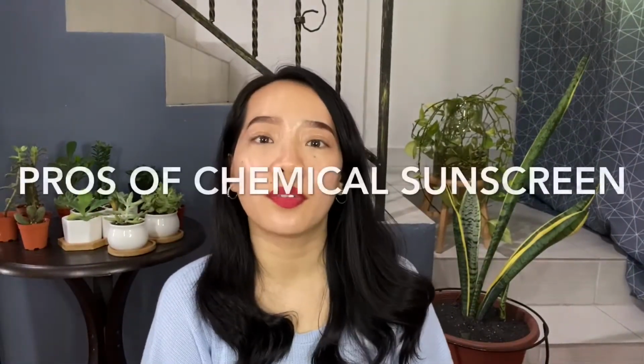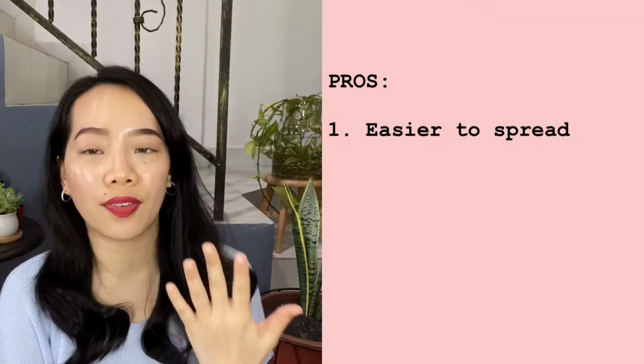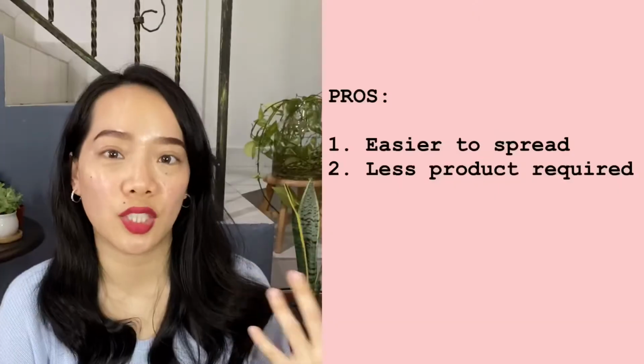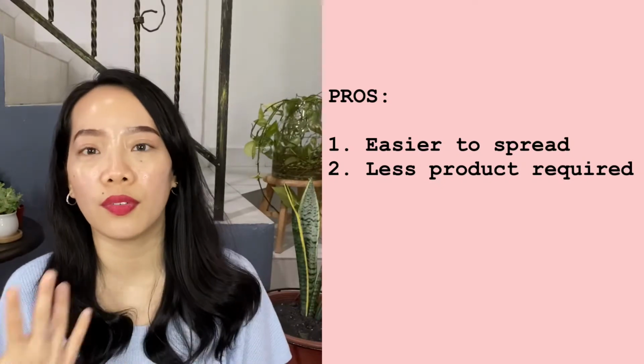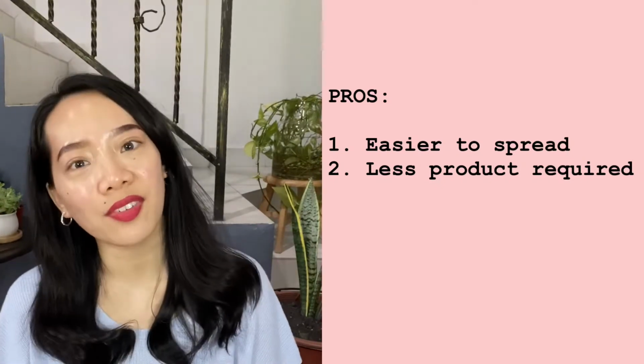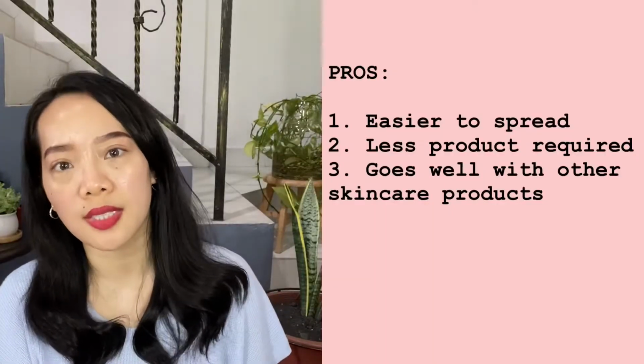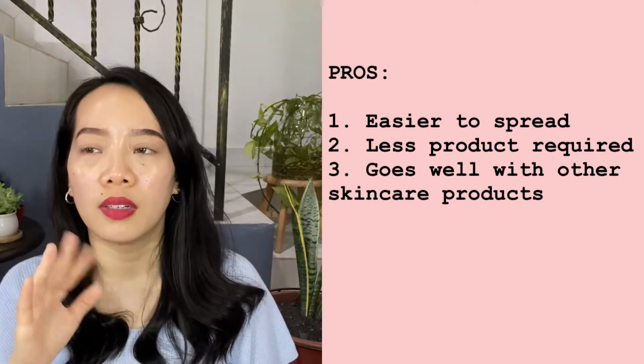Okay, now for the pros and cons of a chemical sunscreen. The first pros of a chemical sunscreen is that it's thinner, so it's easier for you to spread on your face and also on your neck. Second, you need less product to get protection from the sun, so you don't need to apply too much on your face and on your neck, so it doesn't feel heavy under makeup for you to use this on a daily basis. Third, because of their consistency is quite thin, so it's easier for you to use with other products such as your serum or your produk-produk lain lah, produk-produk skincare yang lain, because it goes well with it, it's not too thick, and it's easy for you to combine these ingredients together.